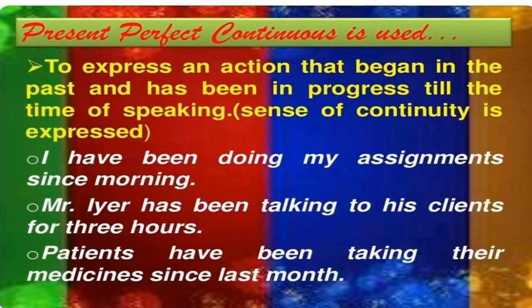Mr. Lear has been talking to his clients for 3 hours. For 3 hours. For example, if I knew the exact beginning of the period, for example, I have been talking to my clients since 2 o'clock. So if I know the exact beginning, then I could use since, but right now I am going to use for. Patients have been taking their medicines since last month. Hopefully you understood this. Let's move on to the next slide.